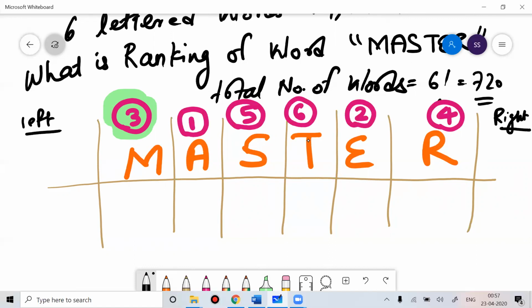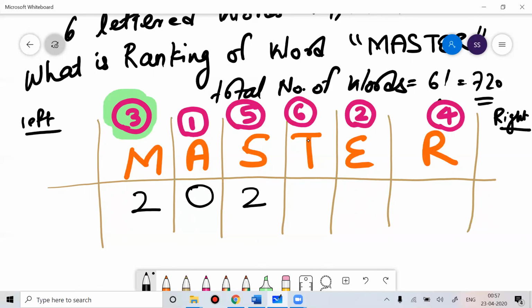So now see right hand side of M. How many numbers are less than M on the right hand side of M? How many numbers are less than 3? There are two numbers, 1 and 2. Write the number 2. Right hand side of A, which has the number 1. How many numbers are less than 1? There will be no number. Less than 5, how many numbers? 2 numbers. Those 2 numbers are 2 and 4.